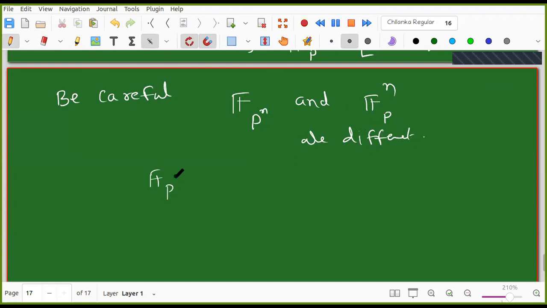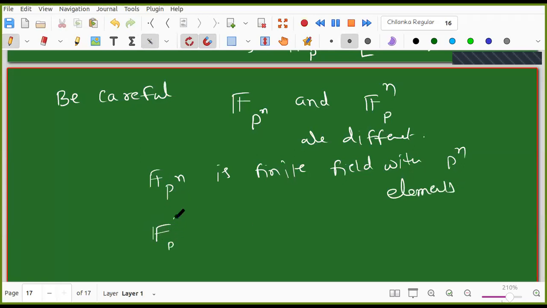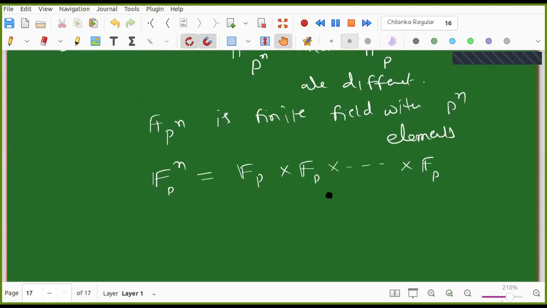F_{p^n} is a finite field with p^n elements. What is F_p^n? It is F_p cross F_p cross F_p, and so on. But what do you know about both? Some common thing about these two. They are isomorphic as additive groups. That is one thing. Wonderful.